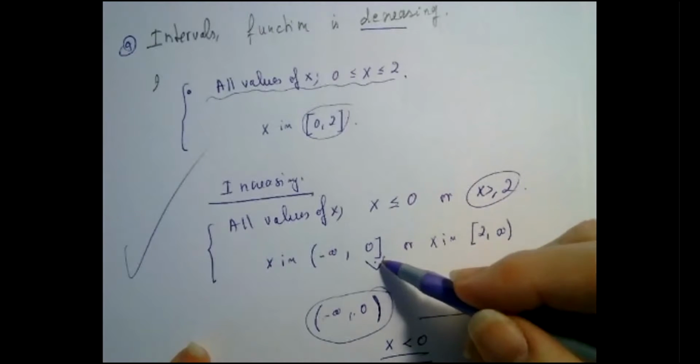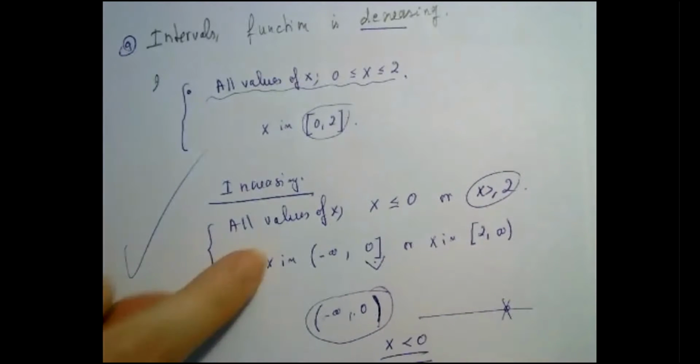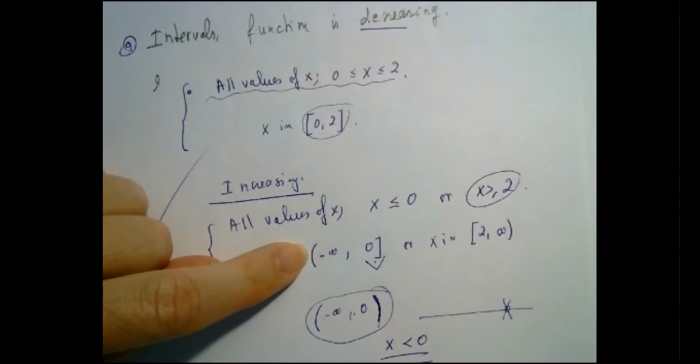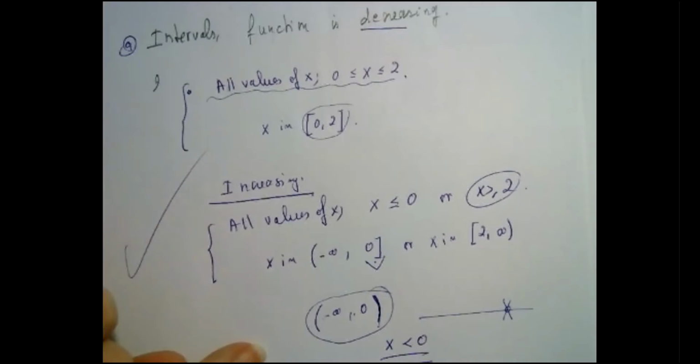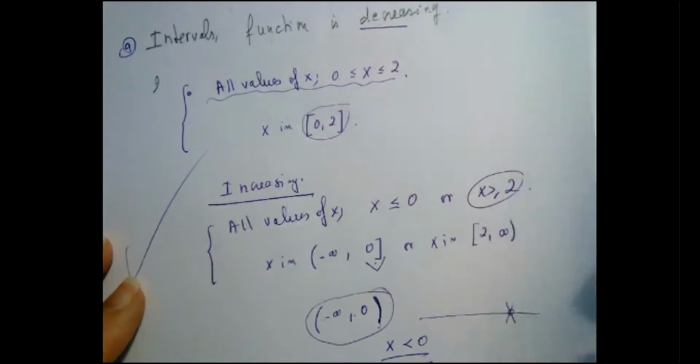So there will eventually be a difference between bracket and parenthesis. But for minus infinity, because minus infinity is not a number, you cannot include it. It's nothing, it's just an idea. It's a symbol that tells you everything less than 0. Okay. Any other questions before we proceed?